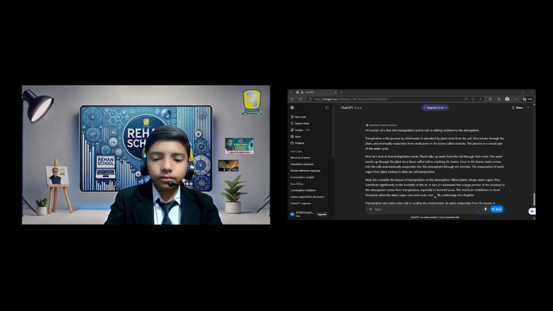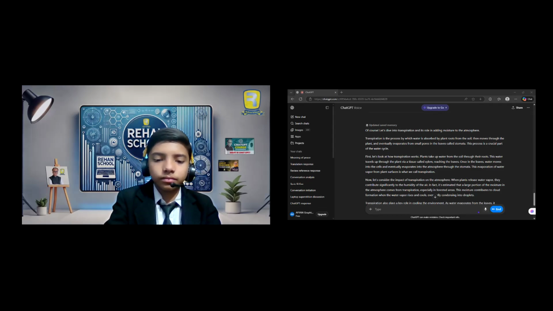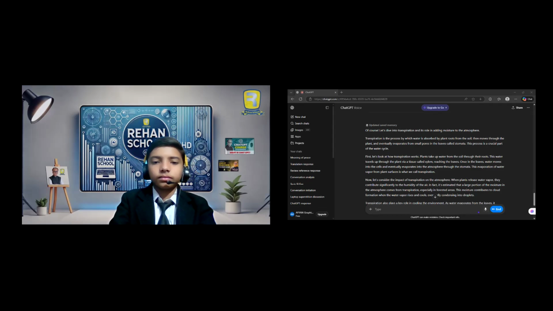Let's dive into convection and its role in the atmosphere. Convection is the process by which heat is transferred through the movement of fluids, including air. In the atmosphere, convection occurs when warm air rises and cooler air sinks. Here's how it works. First, the sun heats the Earth's surface, and this in turn warms the air close to the ground. As the air near the surface becomes warmer, it becomes less dense and begins to rise.